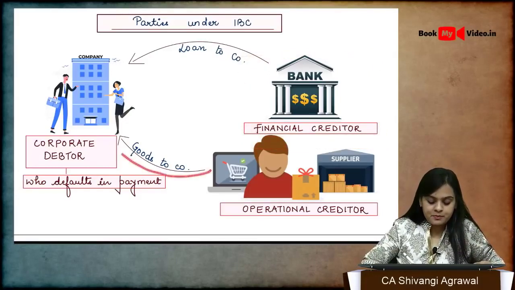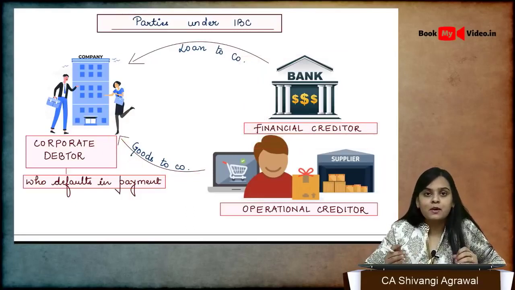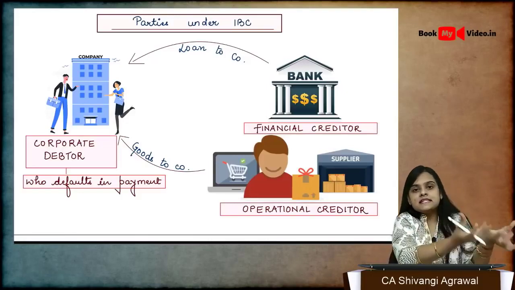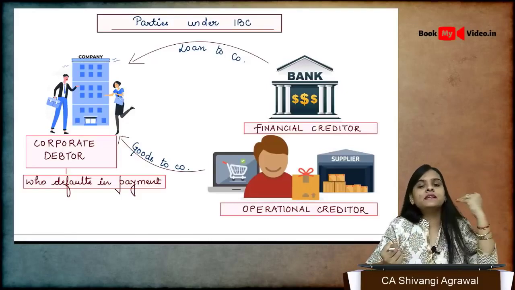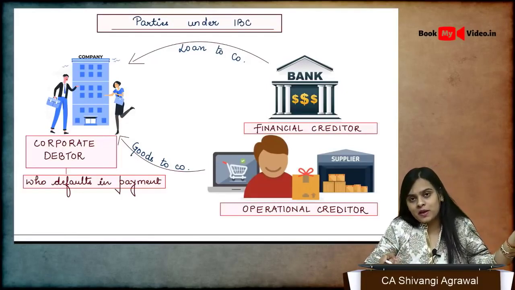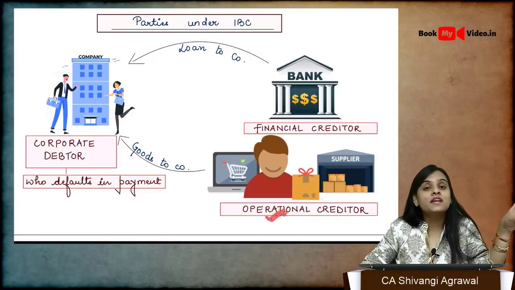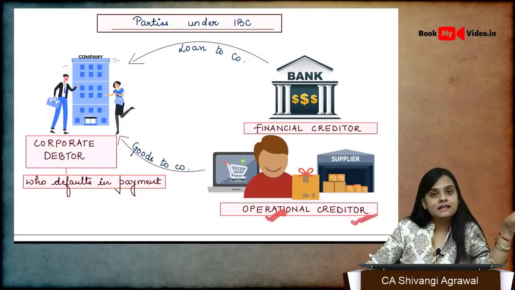If a person has supplied goods to the company and the company is unable to make payment for that, the company has taken some goods on credit and is unable to make payment, the person has helped in the company's operations, so it is an operational credit.